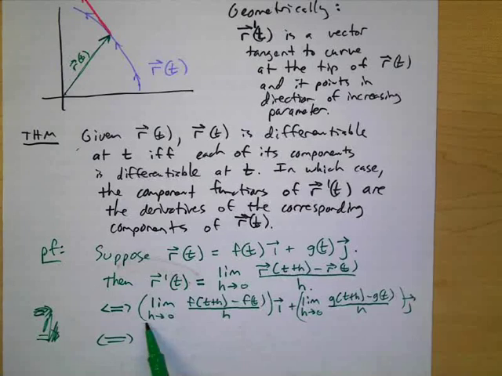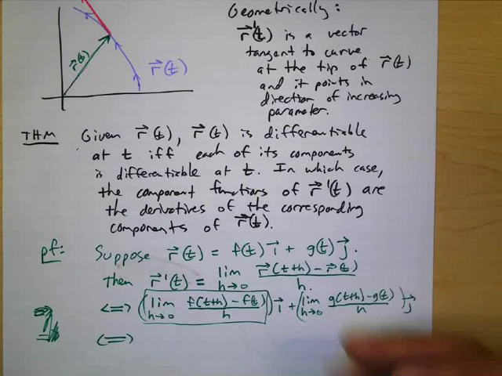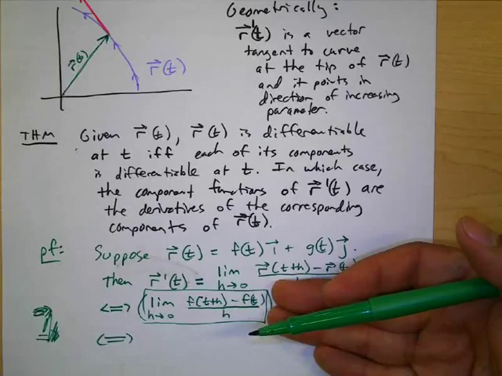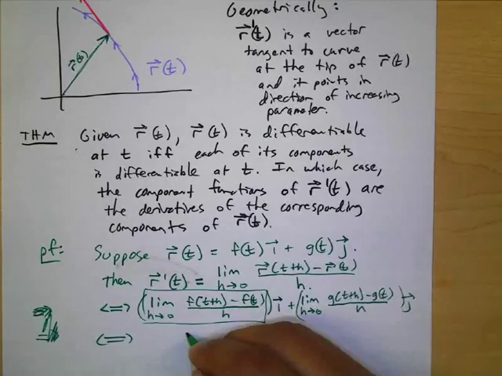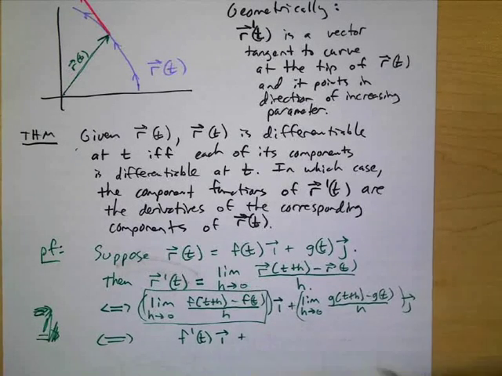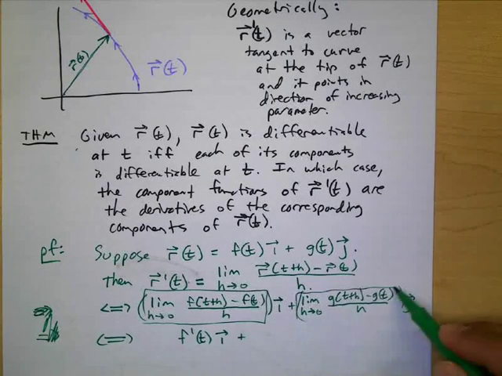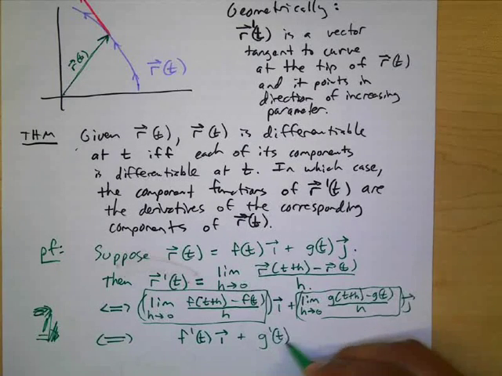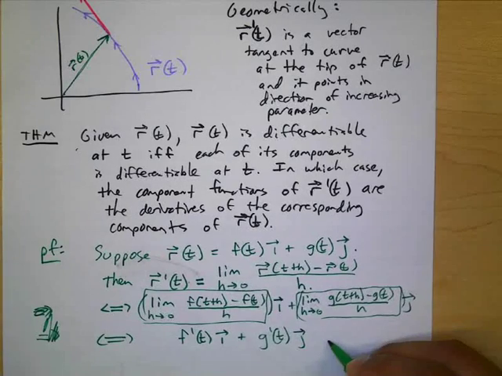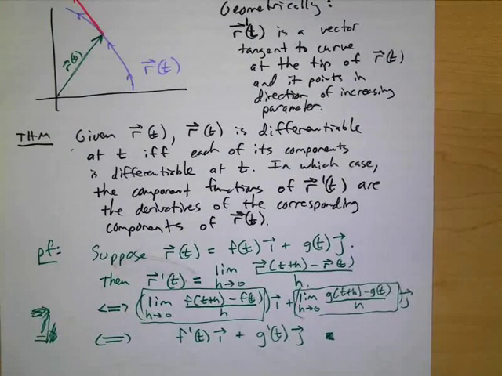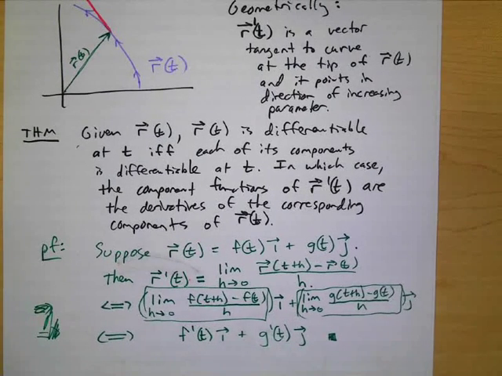But what's this represent? If you ignore everything else, the derivative of f, right? So that's exactly f prime of t times i plus g prime of t j. And we've pretty much proved what we needed to prove, that if we're going to take the derivatives of vector valued functions, all you really need to do is just take the derivatives of the components.